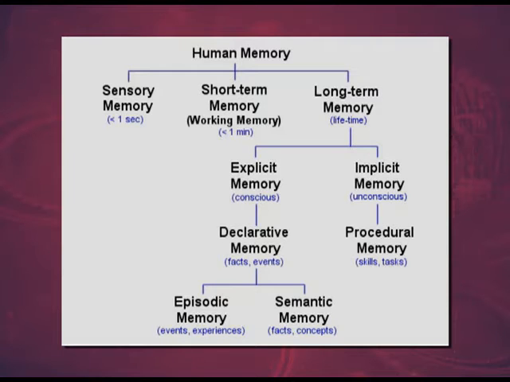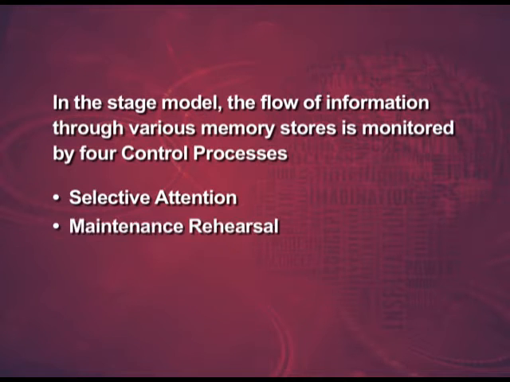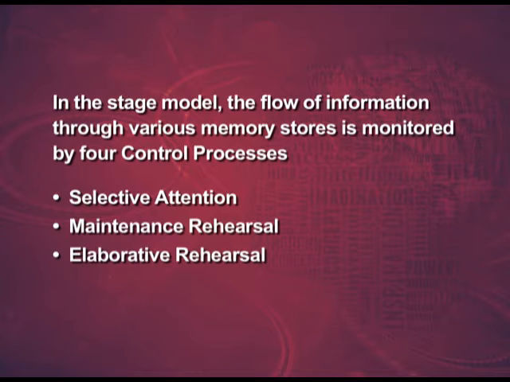Information entering the long-term memory store is never forgotten because it gets encoded semantically, that is, in terms of the meaning that the information carries. What you experience as forgetting is in fact retrieval failure, that is, you cannot retrieve the stored information for various reasons. In the stage model, the flow of information through various memory stores is monitored by 4 control processes. These are selective attention, maintenance rehearsal, elaborative rehearsal and chunking.